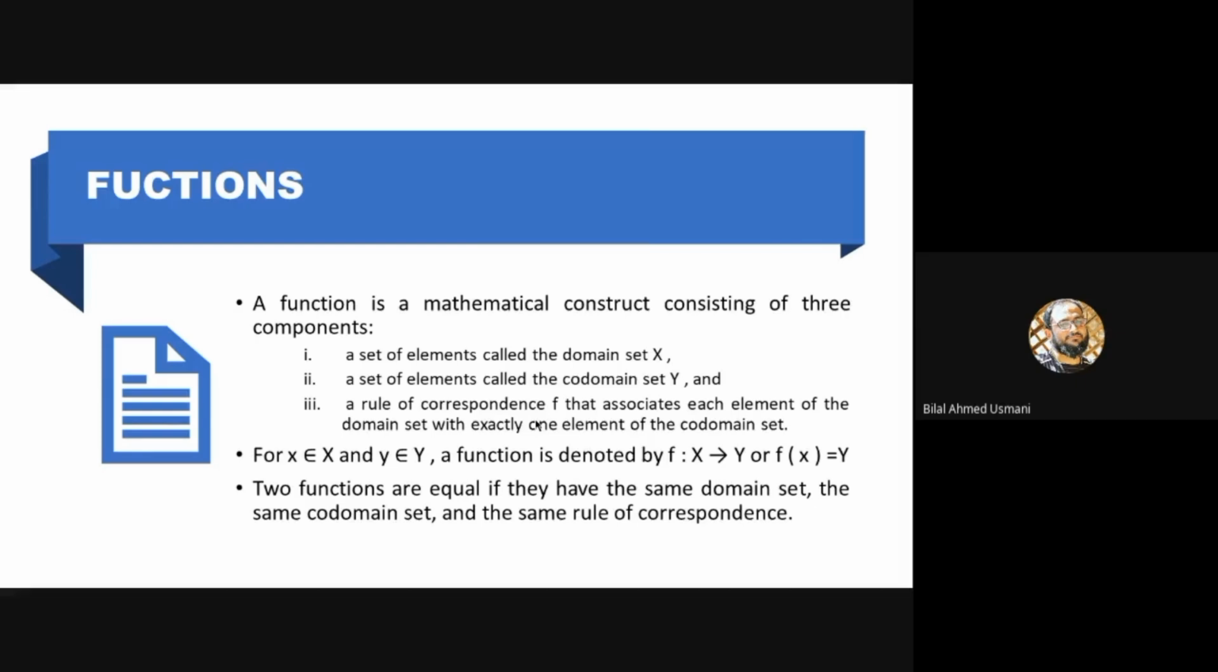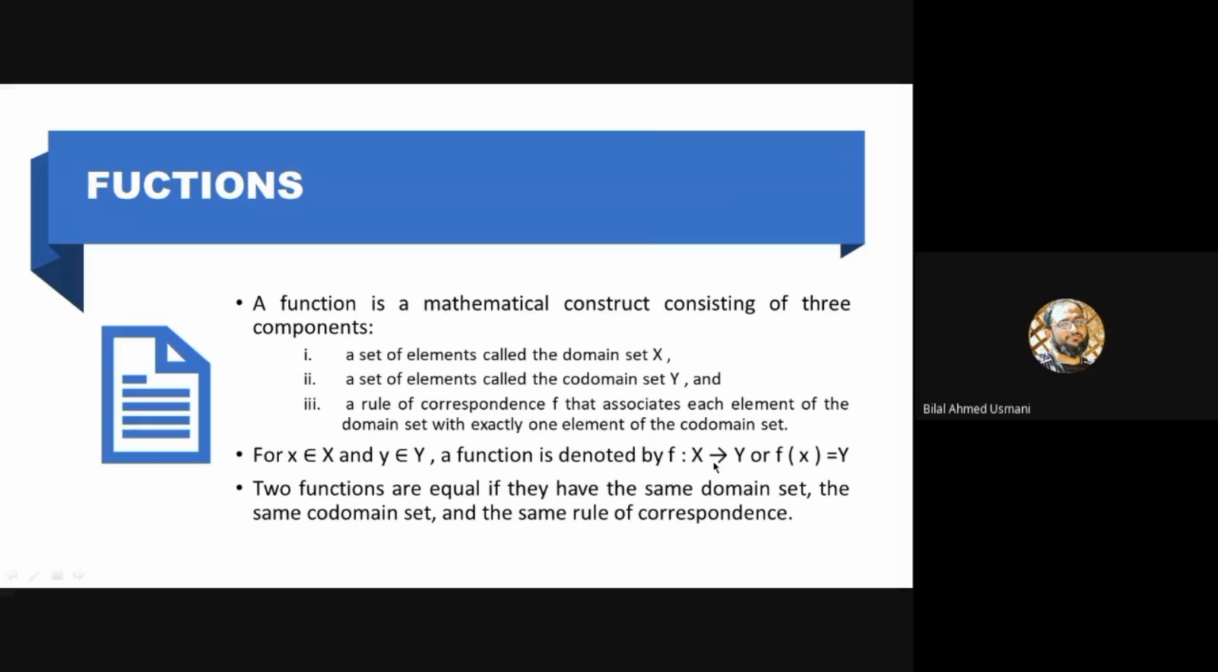So the rule, or F, is the rule of correspondence, saying make it square, make it multiply by itself. So this is F in that case. So for any element of X and for any element of Y, this is the association: if you take any element of X and multiply it by itself, you will get one element of set Y. So this is a function. For X belonging to X and Y belonging to Y, a function is a rule defined by this. So basically that arrow is actually the rule.